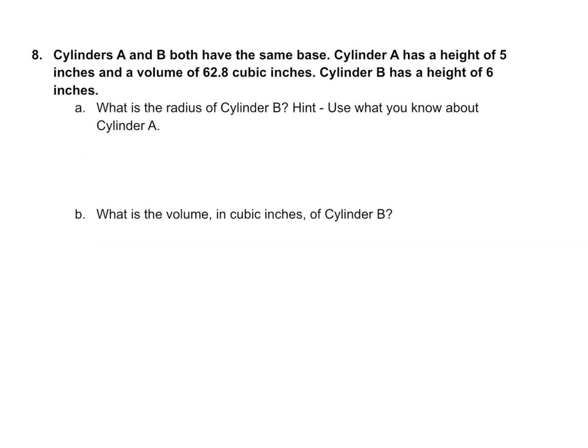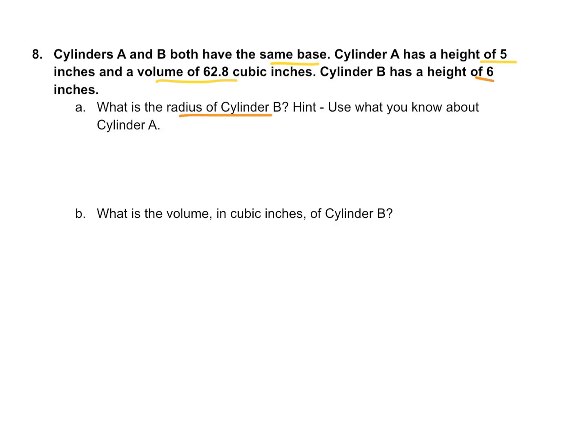Okay, cylinder A and B both have the same base. Cylinder A has a height of 5 and a volume of 62.8 cubic inches, and cylinder B has a height of 6 inches. What's the radius of cylinder B? And the hint there is to use cylinder A to get that. And what is the volume of cylinder B?